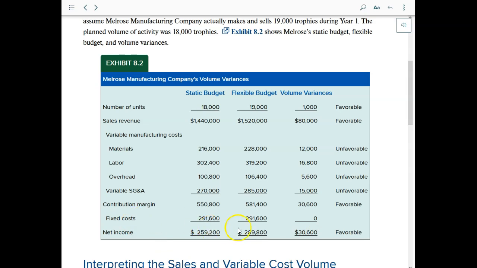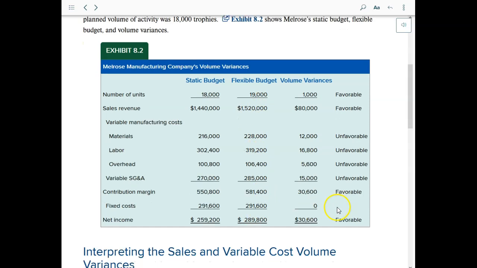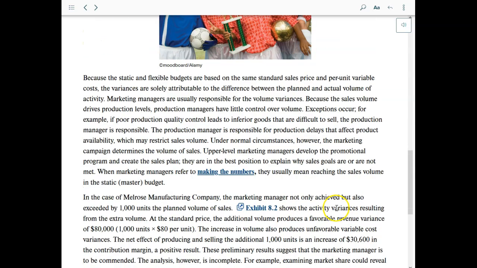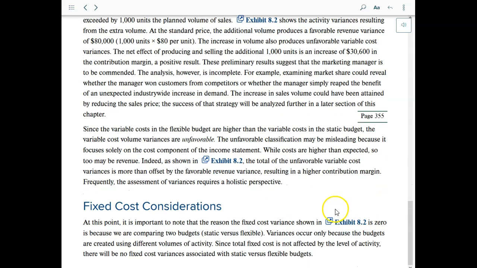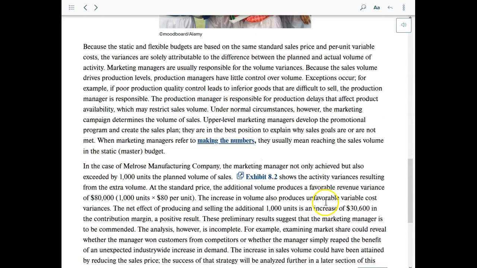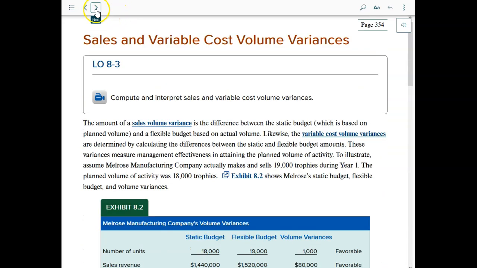Fixed cost did not change. There's no variance. You're comparing one budget level to another budget level. These are not actual numbers yet. This may be your actual level of activity, but what you've done now is prepare a budget based on your actual level of activity. So these are the numbers you should have had at the 19,000 unit level. Okay, and you can read the rest yourself there.